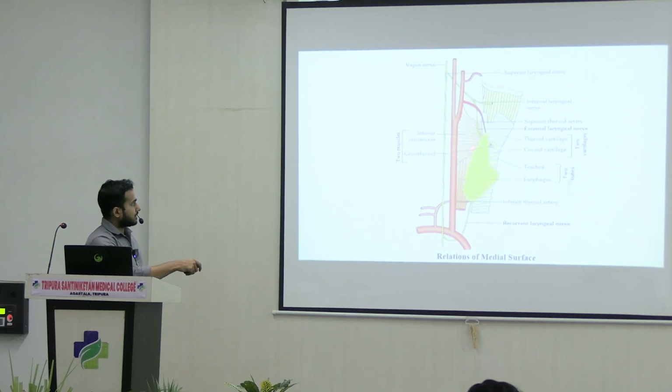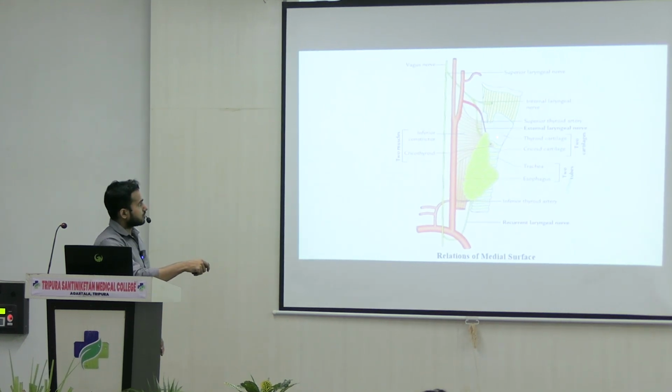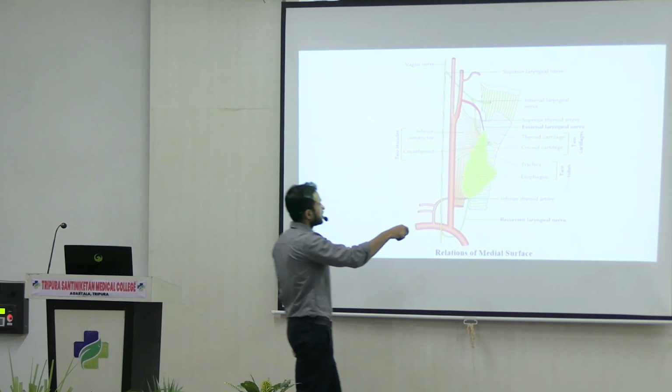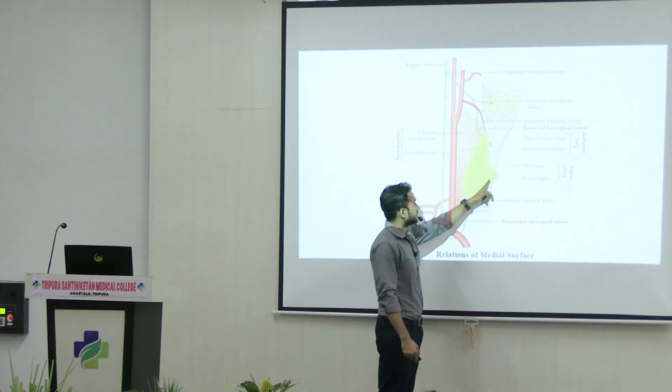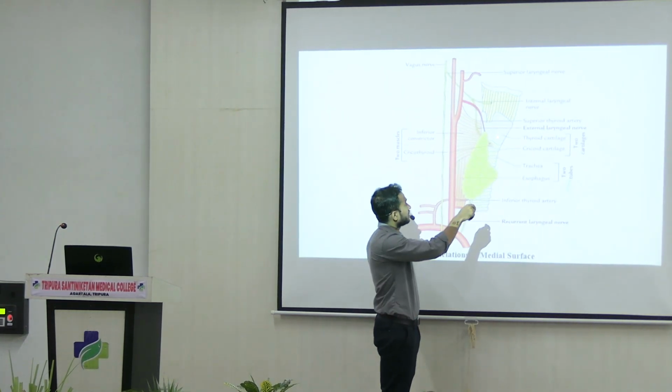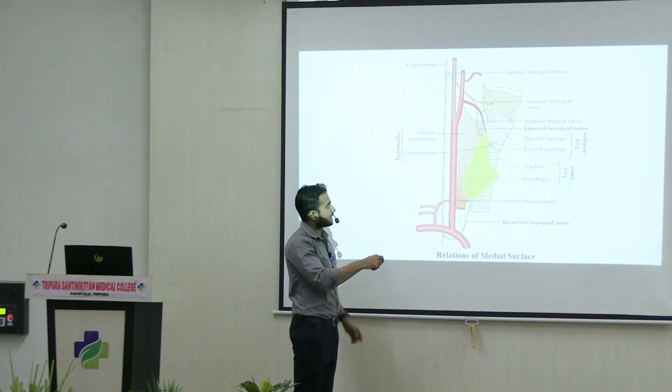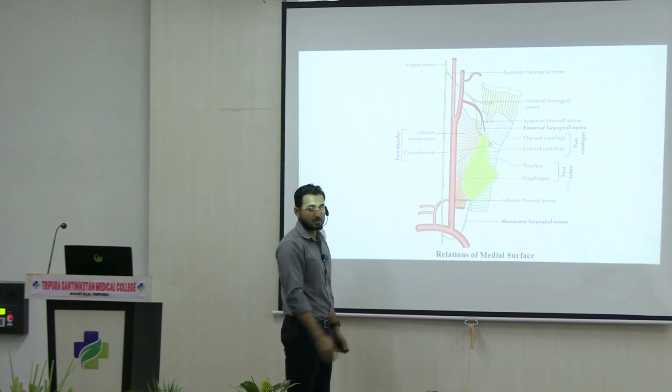Okay. Now in this diagram, which structure is this? This is the trachea. This one I am talking about, this structure, this is the trachea, right? And this is the thyroid cartilage. So this particular view is taken from the lateral aspect.